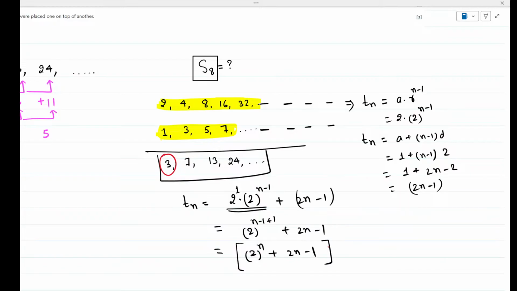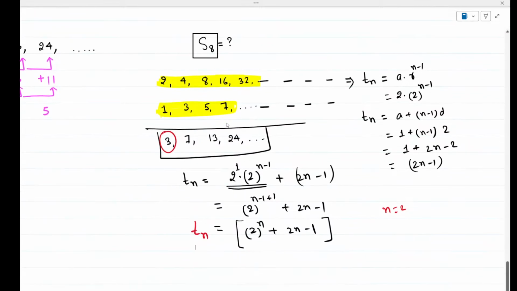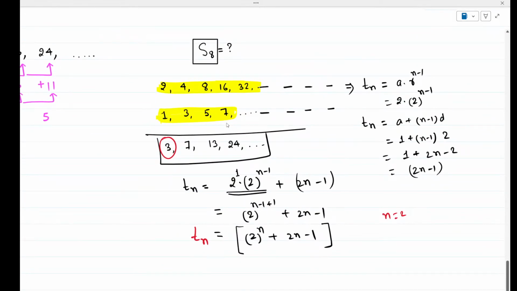Minus 1. Yeah, you are. 2 plus 2, 4. Yeah. N value is 2. Is it working? 2 to the 4, 2 square 4, 4 plus 2, 6, sorry, 4 plus 4, 8 minus 1. Yes, this is working. So we have the sum for, we have the nth term for my sequence as well.